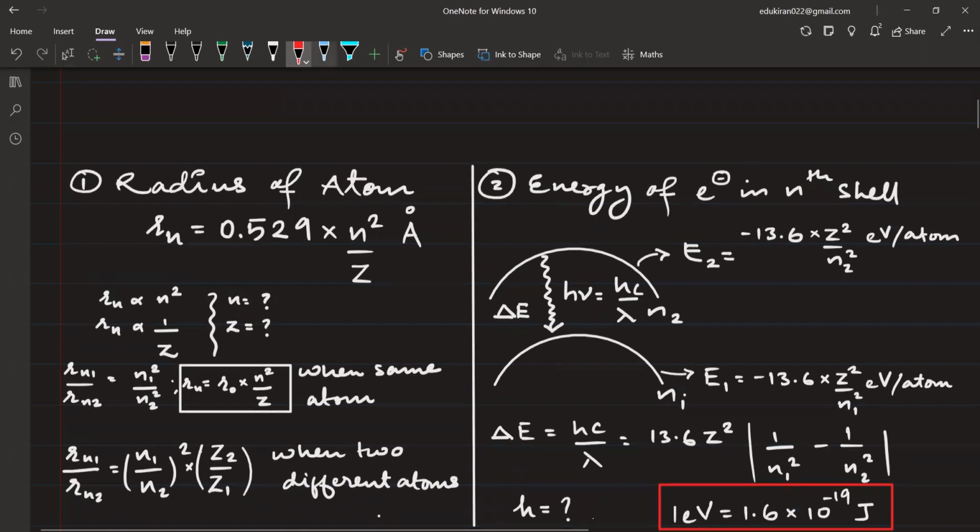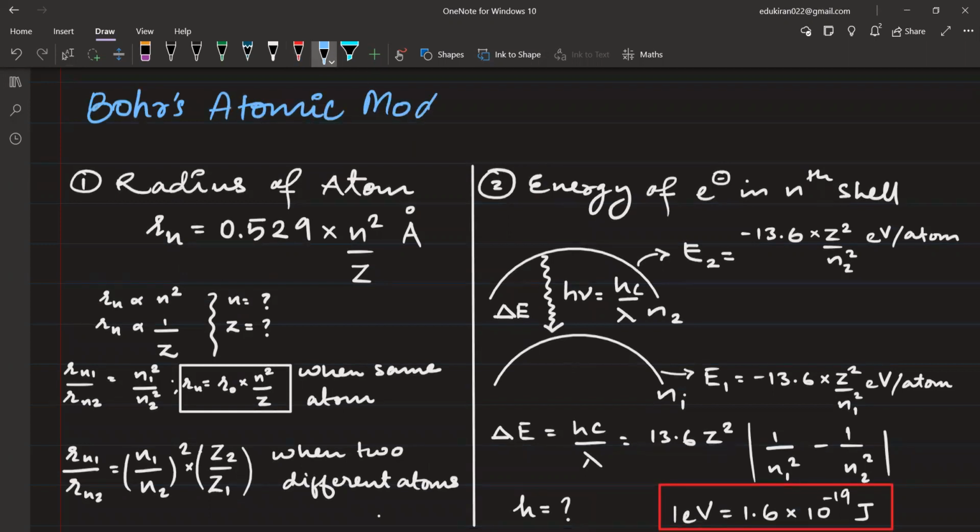See, both of these things are from Bohr's atomic model. Now, radius of atom, it is equal to what? 0.529 into n square upon Z. What is n here? Tell me. Which याद आ रहा हो आपको 11th standard? N is the what? Principal quantum number. Principal quantum number or the shell number, है ना? Shell number. Right. What is Z?